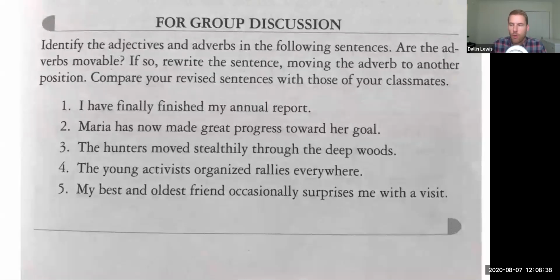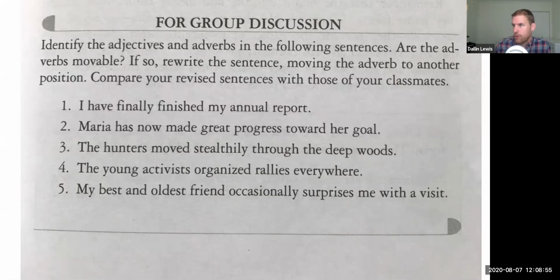So let's go through a few examples to talk about this. Now, the instructions say, identify the adjectives and adverbs in the following sentences. Are the adverbs movable? If so, rewrite the sentence moving the adverb to another position. Note this is a group discussion. This is not an exercise.